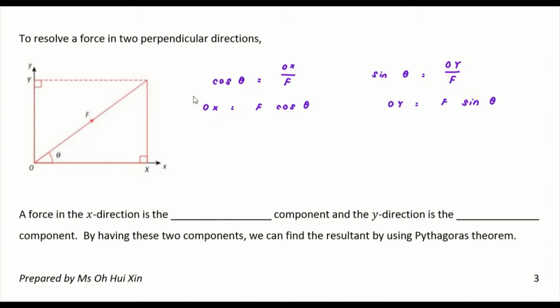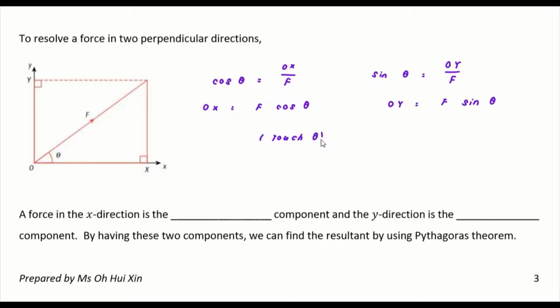So that's why your hypotenuse will always be F. Then the adjacent will be the one that the angle touches rather than the force, right? So whenever you want to find a component that the angle touches, you will do F cos theta. So just remember this one is for when you want to find the length which touches the theta.